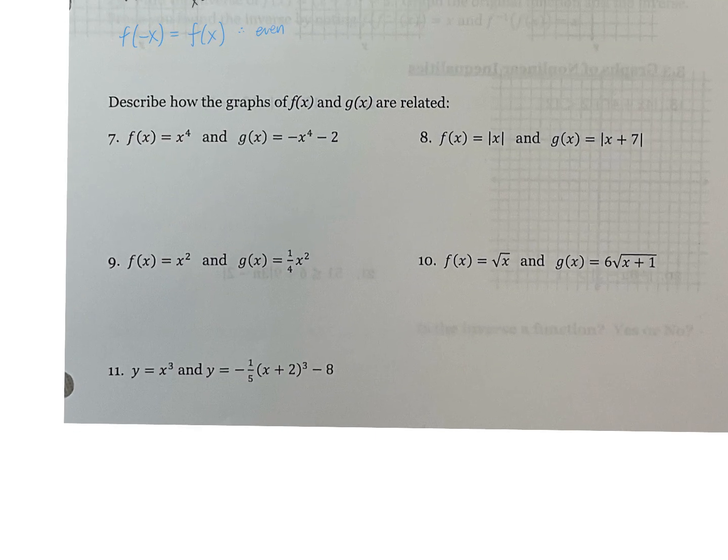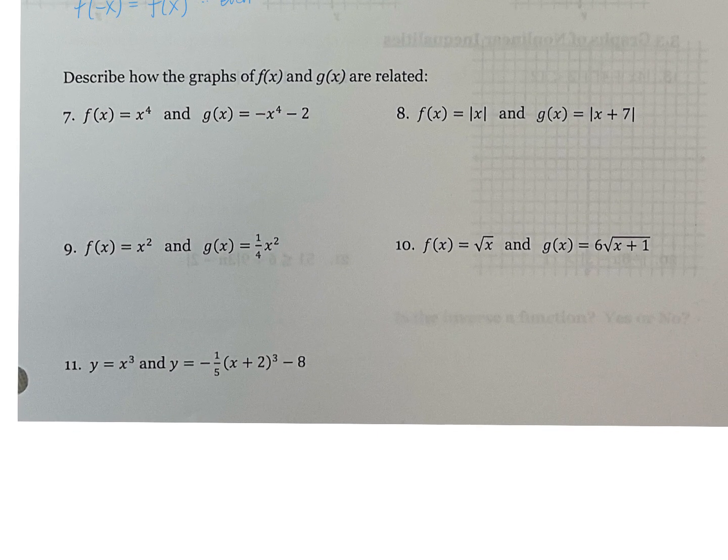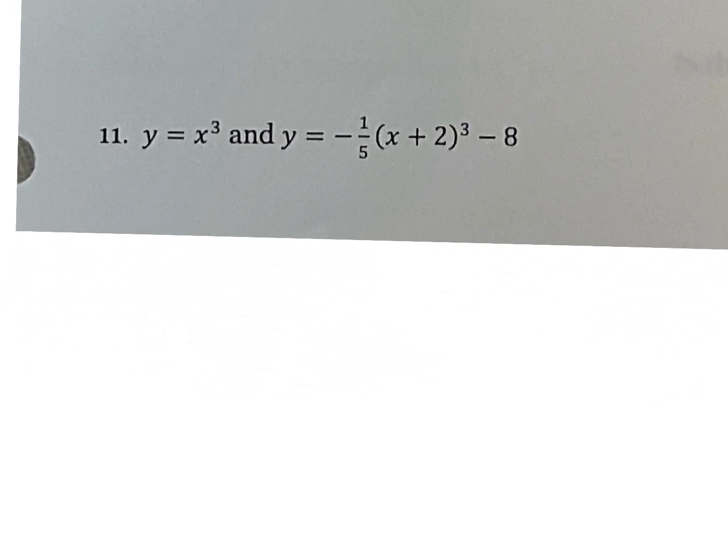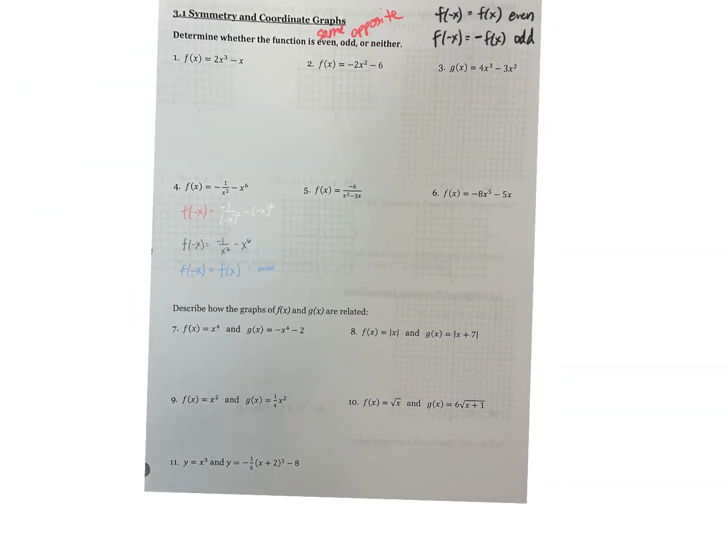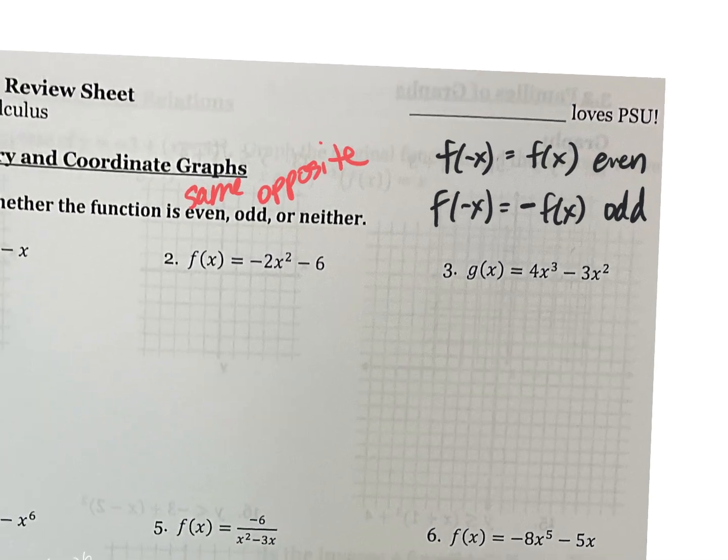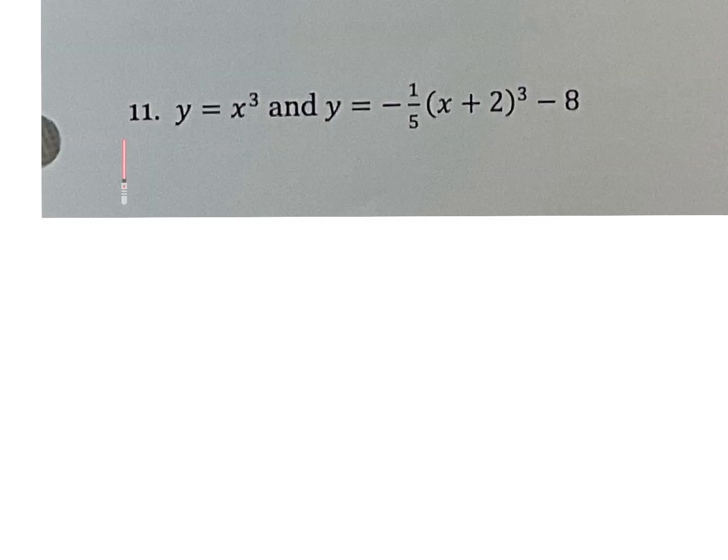Down here, when I just say, describe how the graphs are related, I'm just looking for what's going on. Let's do the hardest one. So now on 11, this is the parent function x cubed. We know it looks like this. What is all this going to do to it?